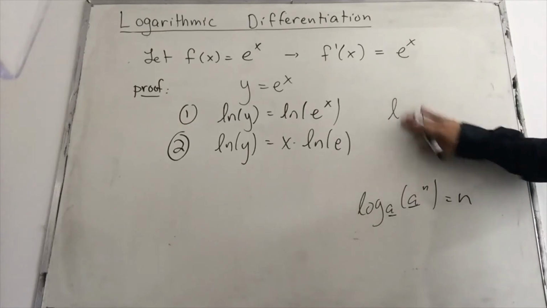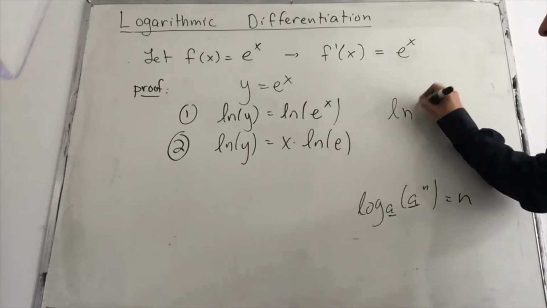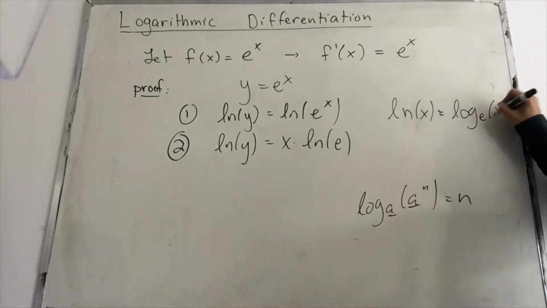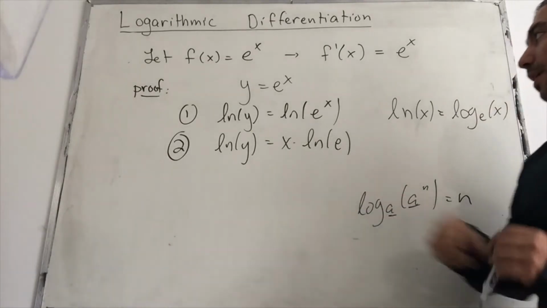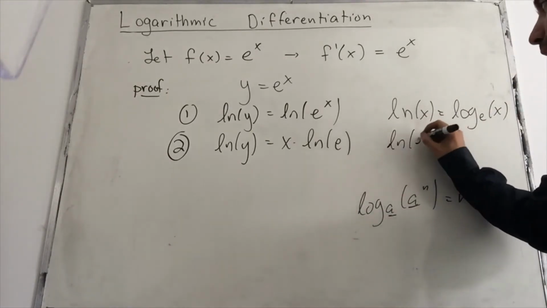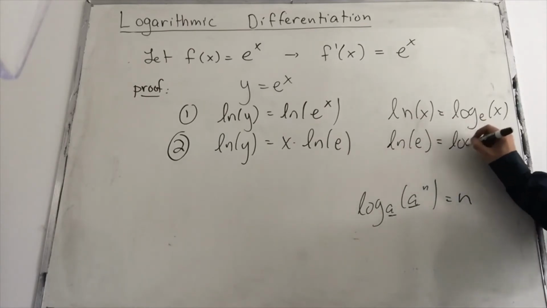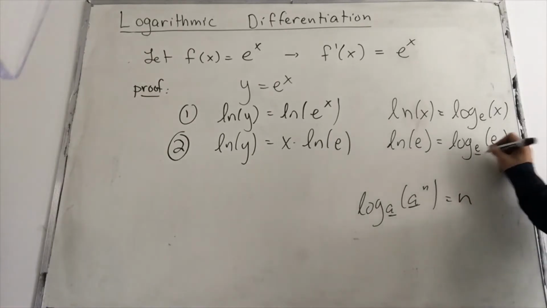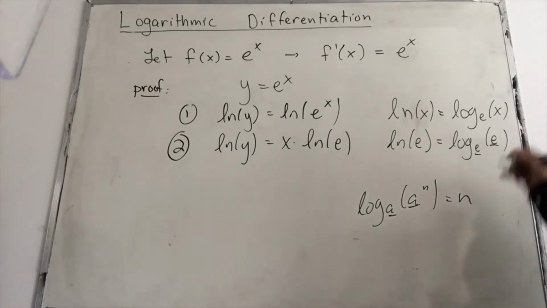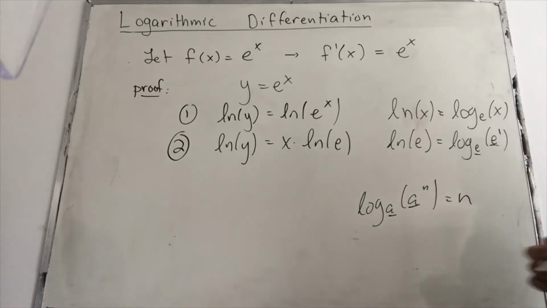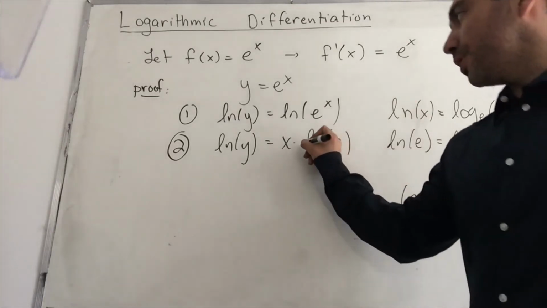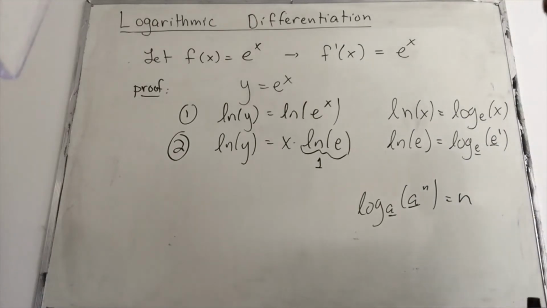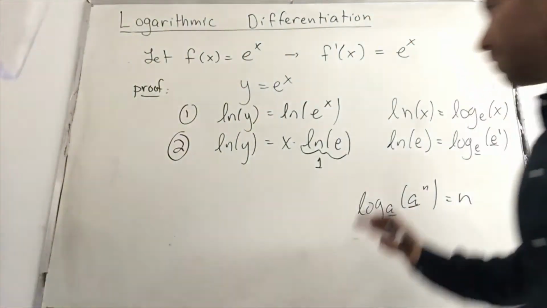So let me write it this way. Just a side note, ln of x is equal to log base e of x. So when we say ln of e, that means ln of e is equal to log base e of e. And since the base of the log matches the base of what's inside, the answer is the exponent. So this whole piece here is just equal to 1. Okay, so that's another log property that we had to know for this proof.